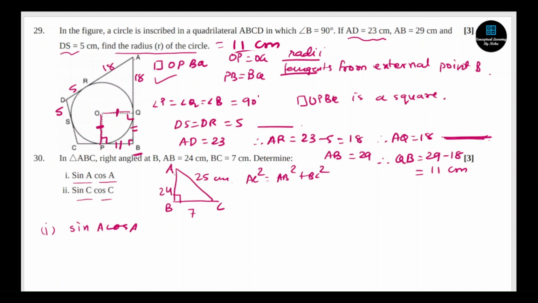Sine A is what? Opposite to hypotenuse. So you get 7 upon 25. Cos A is adjacent to hypotenuse. So 24 upon 25. Find this answer and write it properly. Okay, same way you can find this value. Alright, so again I am leaving this on you. Find these answers and write this in the comment box.